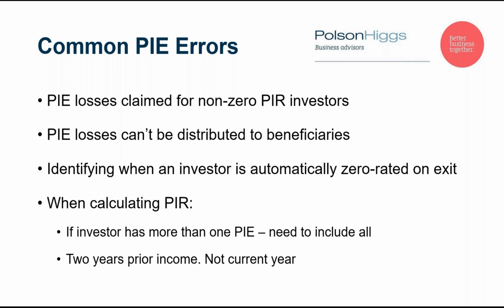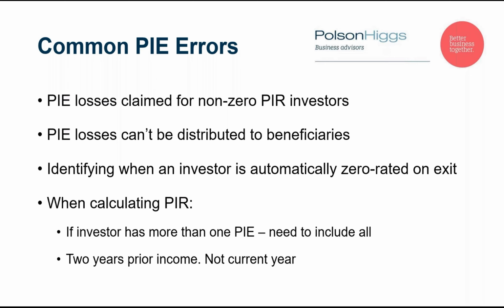Identifying when an investor has been 0% rated on exit. So if an investor is changed to a 0% rate, then that income will need to be included in their tax return, even if they have been on the right rate previously. So you just need to check that if you know that they've pulled their funds out.